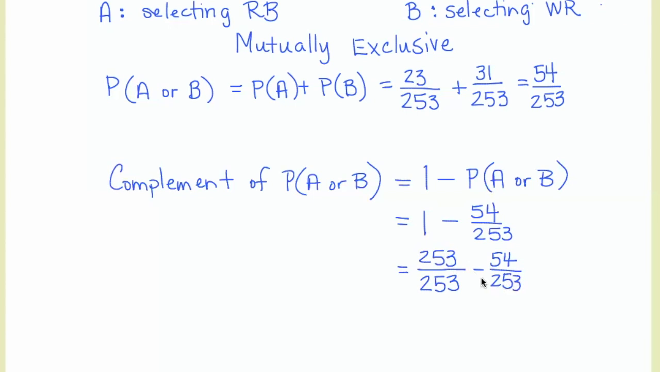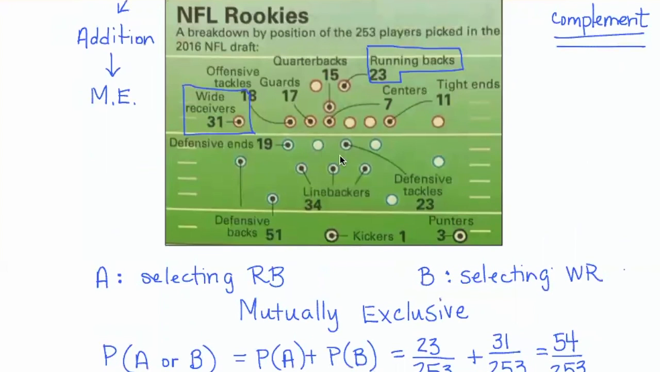I can do 253, take away 54, and that's going to leave behind 199 out of 253 of the players, giving me a probability of approximately 0.787. So going back to the chart then, we've just found out that 199 of the 253 players are not wide receivers or running backs.